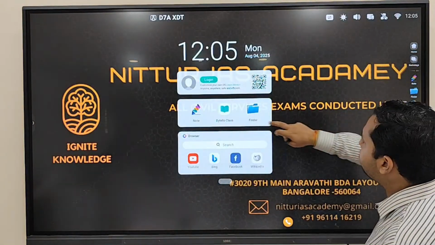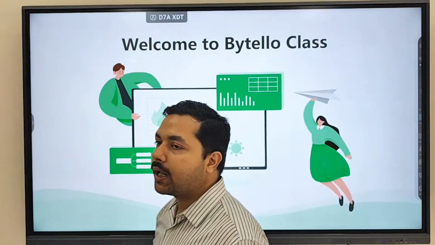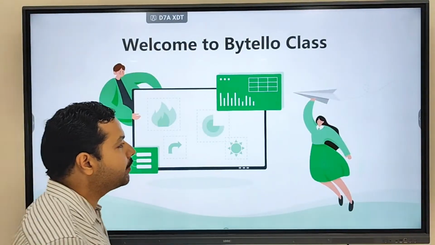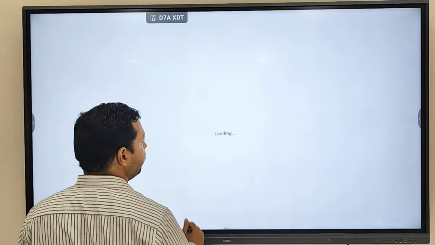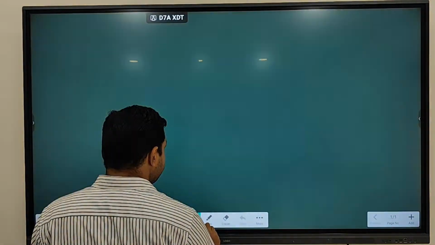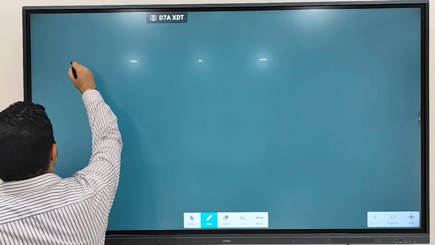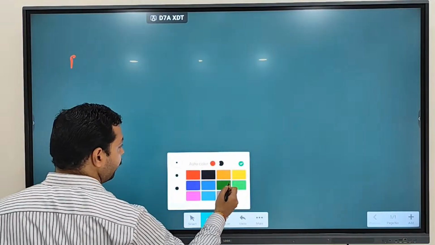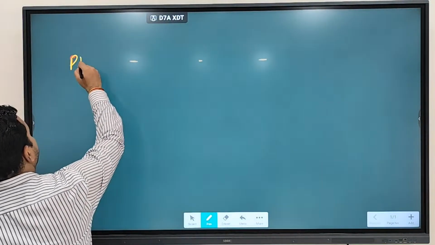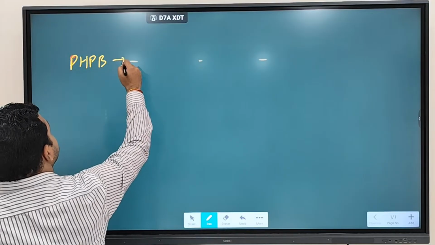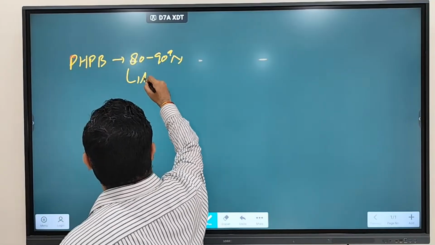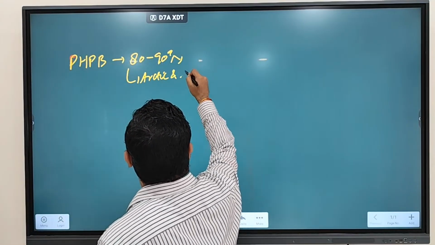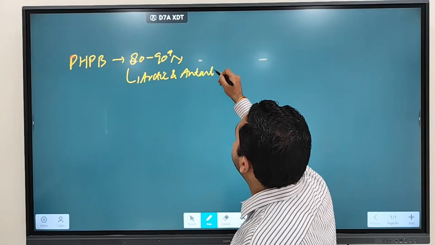The last pressure belt that you have is the polar high pressure belt. So where do you see formation of the polar high pressure belt? What is the extension of the polar high pressure belt? 80 to 90 degree. Generally you will see it in the Arctic and Antarctic region.